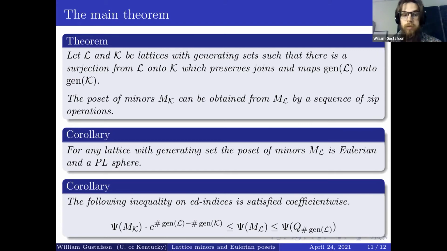And since the cube is Eulerian and a PL sphere, and we have such a map from the Boolean algebra to any lattice, we can do these zip operations from the cube to get any minor poset. And that shows that they're Eulerian as well as a PL sphere.